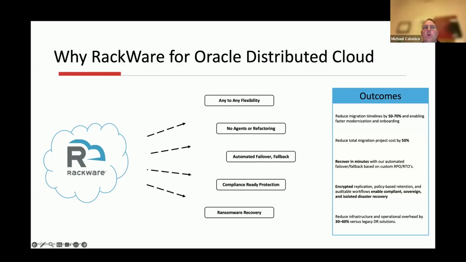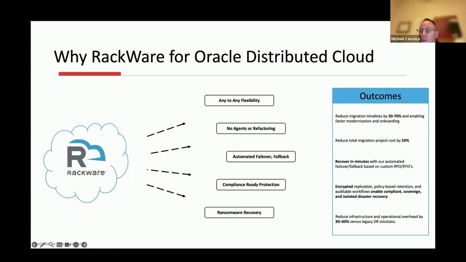And so what are some of the outcomes that you can anticipate? Well, with RackWare, you can reduce migration timelines by 50 to 70% and enable that faster modernization as well as onboarding. We're also going to be able to help reduce your total migration project costs by 50%. And that's really due to the automation that we have built in.